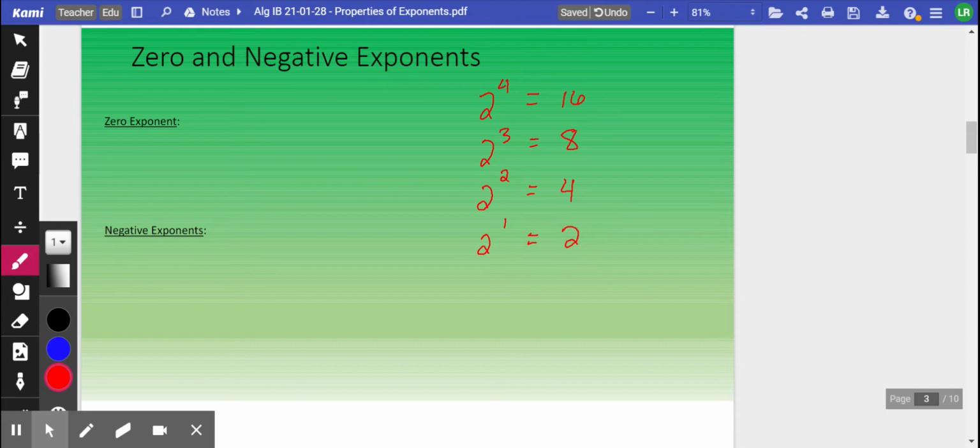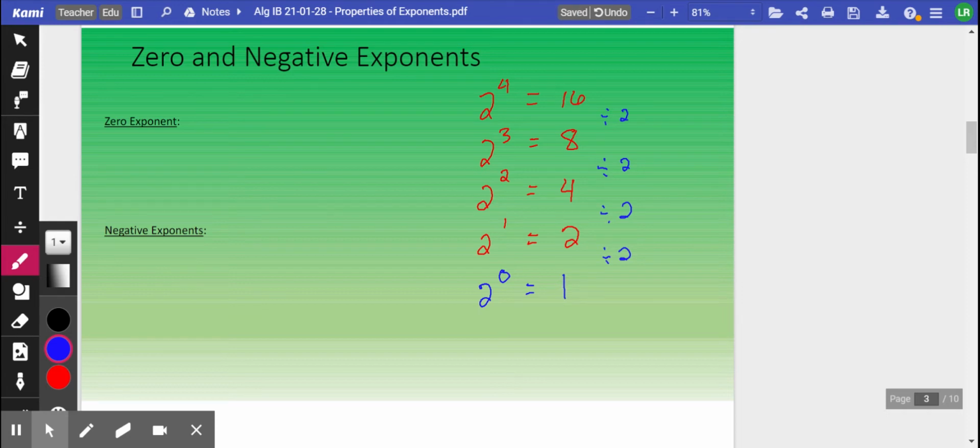So the first one we're going to look at is what does a 0 exponent do? Well, if we look at the pattern, as these exponents go down, 4, 3, 2, 1, our numbers also happen to be going down. To get from 16 to 8, we are dividing by 2. To get from 8 to 4, we are dividing by 2. To get from 4 to 2, we are dividing by 2. So if I go down one more exponent, 2 to the 0 power, I should be dividing by 2. And 2 to the 0 power, then 2 divided by 2 is 1.